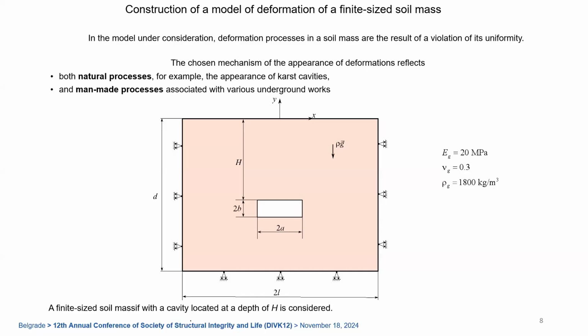occur as a result of violation of its uniformity. Deformation may appear due to natural processes, for example, appearances of karst cavities, and man-made processes associated with various underground works. A finite size soil massif with a cavity located at a certain depth is considered.